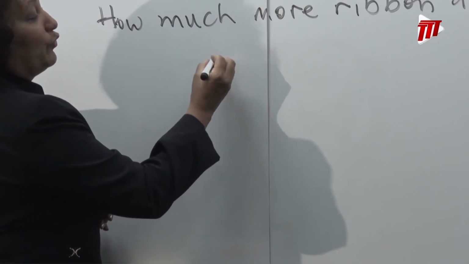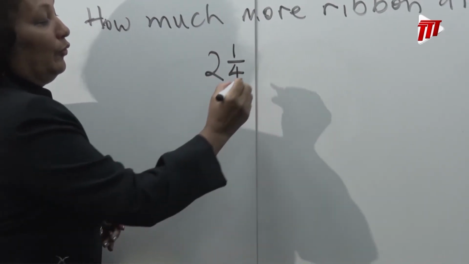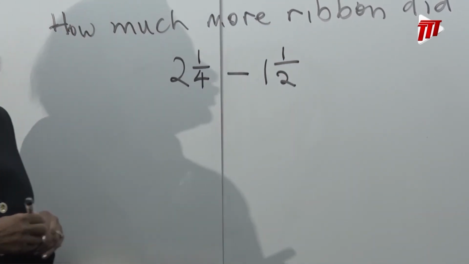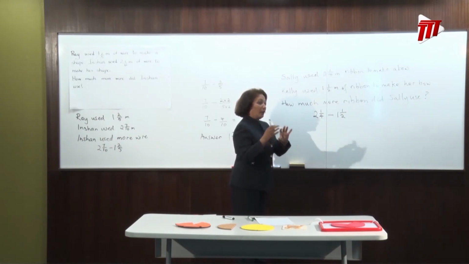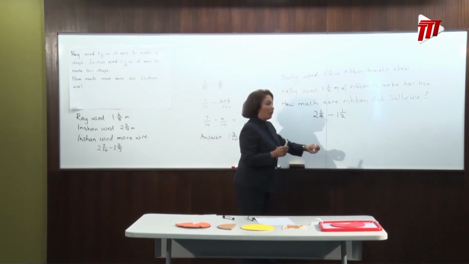So we are going to subtract the 2 lengths: 2¼ minus 1½. Now we know we're dealing in length, so we know that we're talking about meters. So we will put the meters, the units, at the end of the problem.